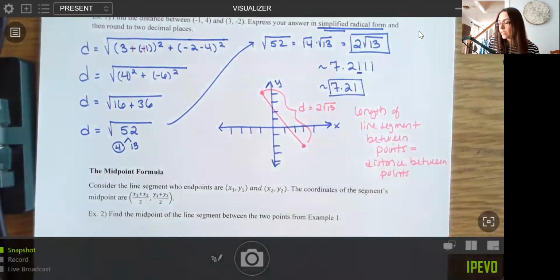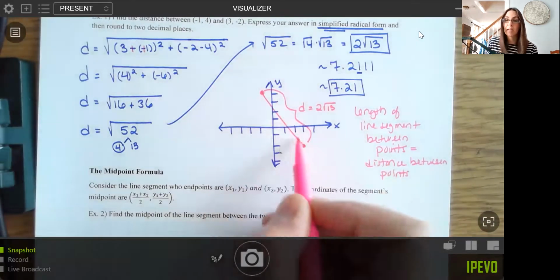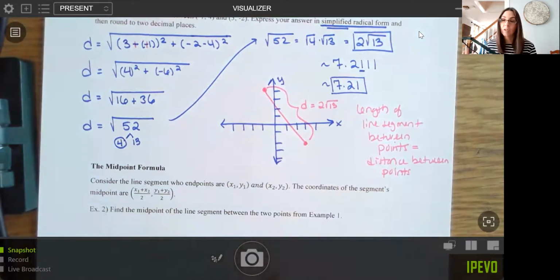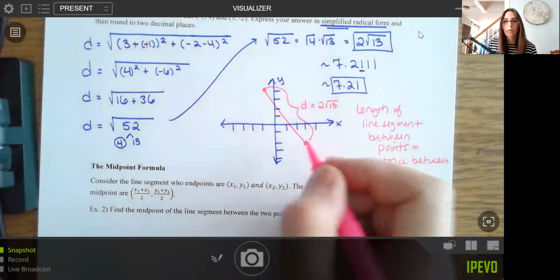But sometimes it's a good idea to think of it as a line segment, particularly for applications and things. So if you're asked to find the length of a line segment, then you could be asked to actually find the distance between those 2 points, and vice versa. So it's nice to have a little bit more of a concrete way to think of this.